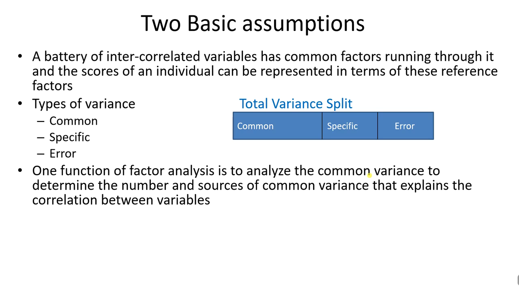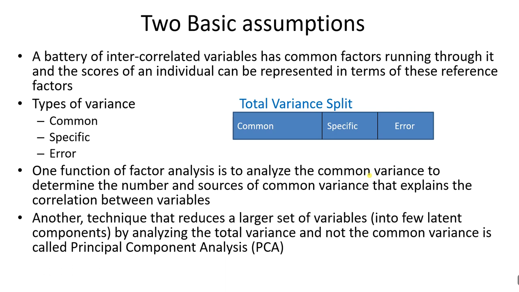But if we are performing factor analysis, we will arrive at fewer factors, not as many factors as there are variables. Why? Because we are analyzing only the common variance. So those factors which are explaining common variance are extracted. As I said earlier, another technique, principal component analysis, analyzes the total variance, not the common variance.